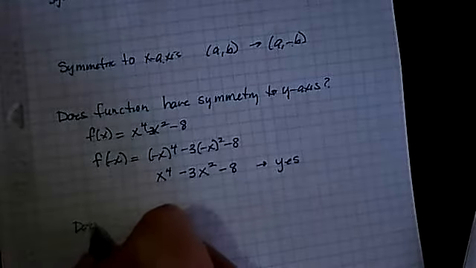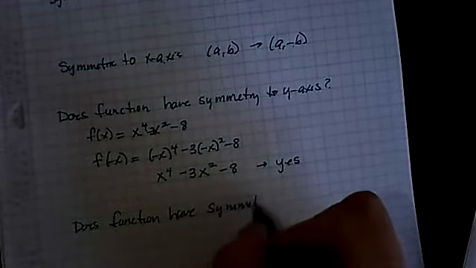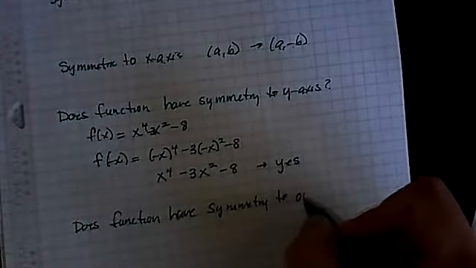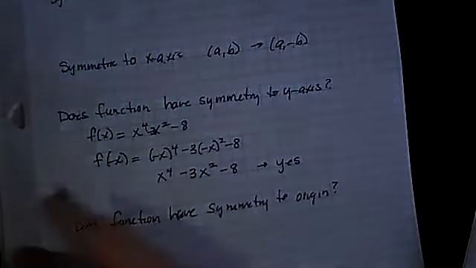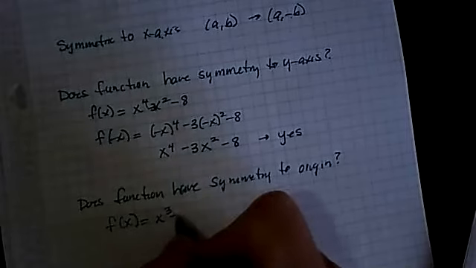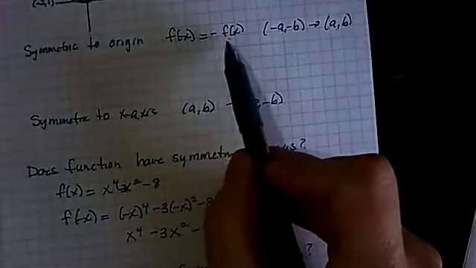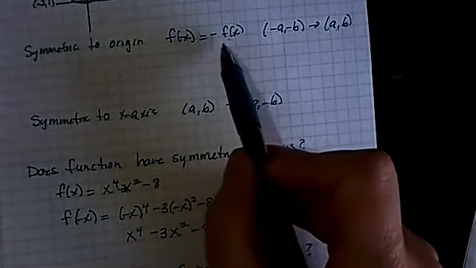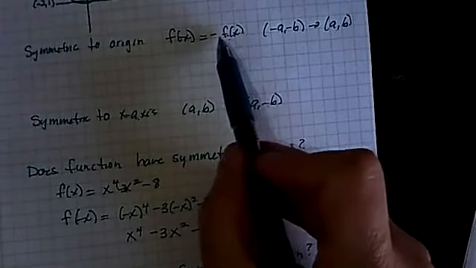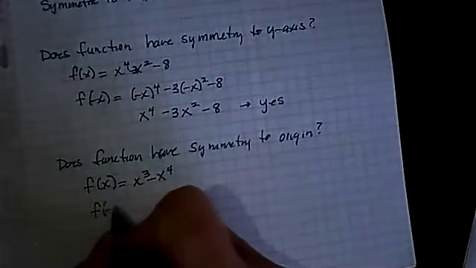All right, so how about this one? Does this one have symmetry to the origin? So to the origin. So here is the function. Now, if it's symmetric around the origin, I want to put in a negative x, and then when I get done, I want to be able to pull a negative out of my answer, and then this is what I started with. So let's see if I can do that. So let's put in a negative x.